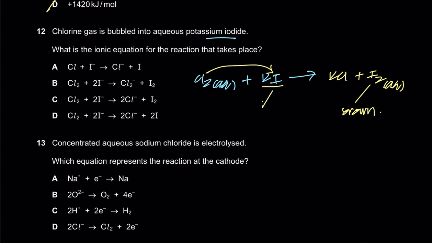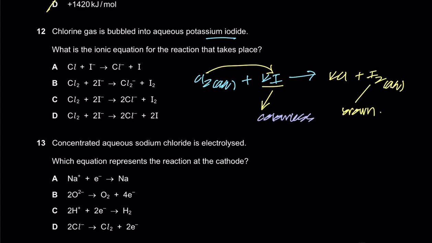And we know that I2 aqueous is actually brown, right? And most aqueous solutions are colorless. Only transition metal ion solutions are colored because of the transition metal ion present. But other than that, almost all aqueous solutions are colorless, right? So this is basically colorless.